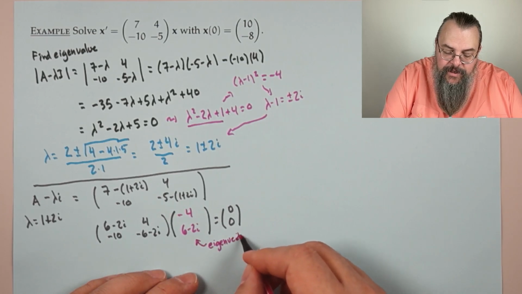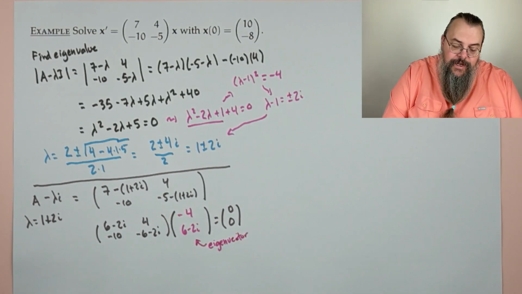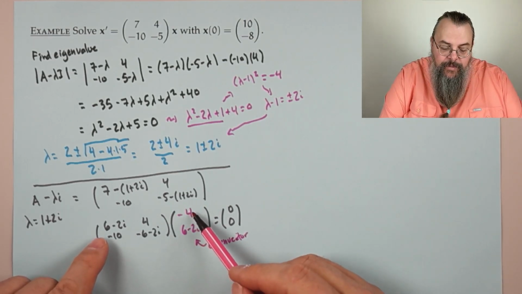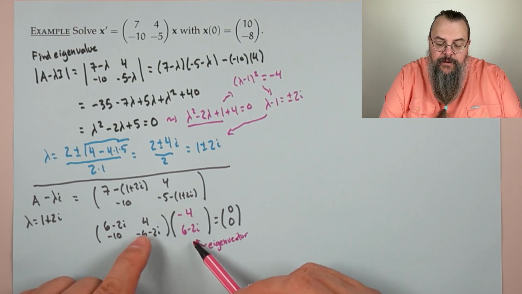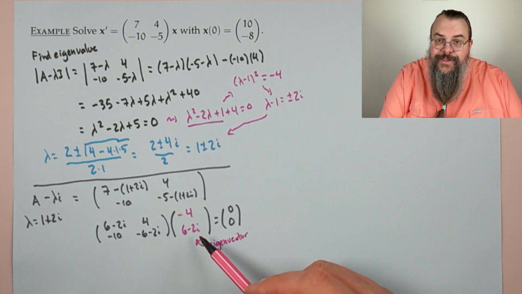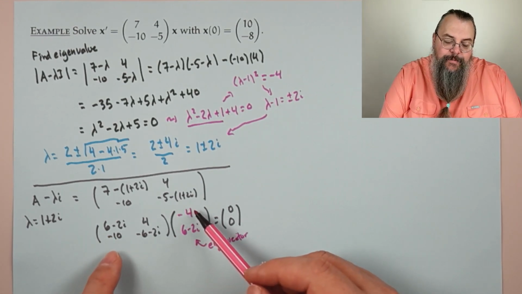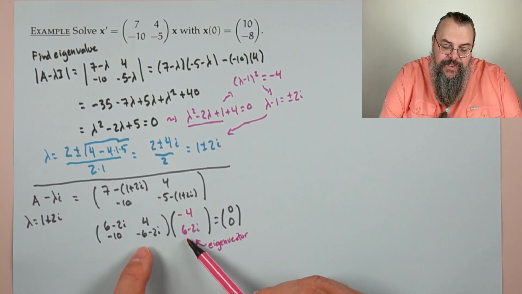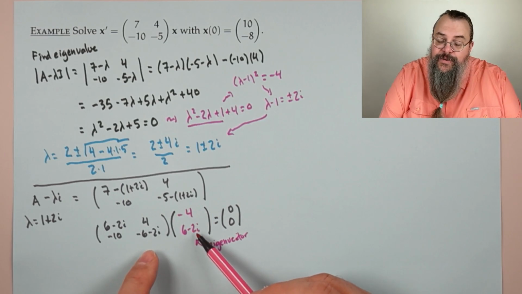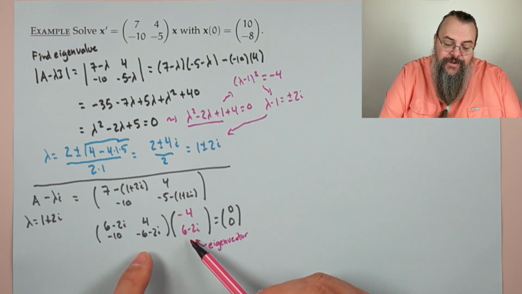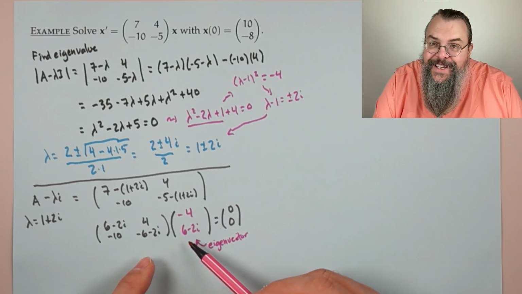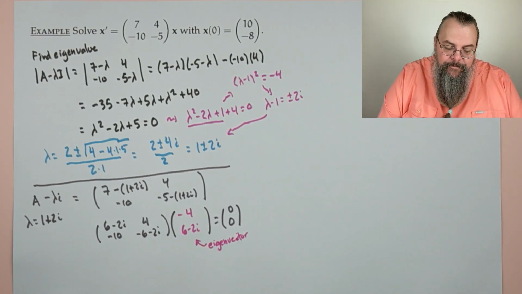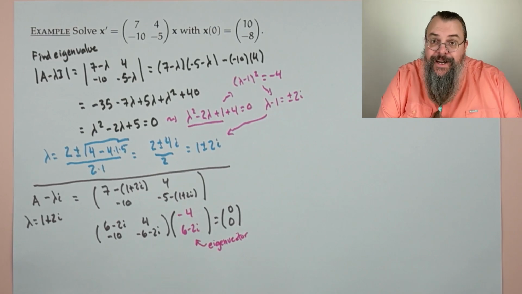Now you might say, wait, is it really? Well, yeah, you can multiply it out and check. So you have here minus 4 times 6 minus 2i, plus 4 times 6 minus 2i, that's easy. Minus 10 times minus 4 is 40. Now if you take minus 6 minus 2i times 6 minus 2i, you'll get minus 40. There's some work to be done, but it does work out. So now this is an eigenvector.